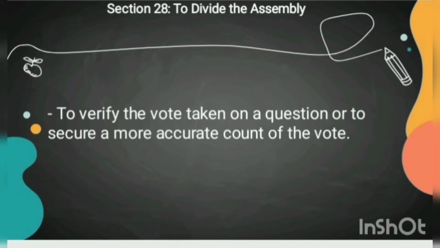Section 28: To divide the assembly. The purpose of this is to verify the vote taken on a question or to secure a more accurate count of the vote. It is very important to verify the vote and also to secure the vote.